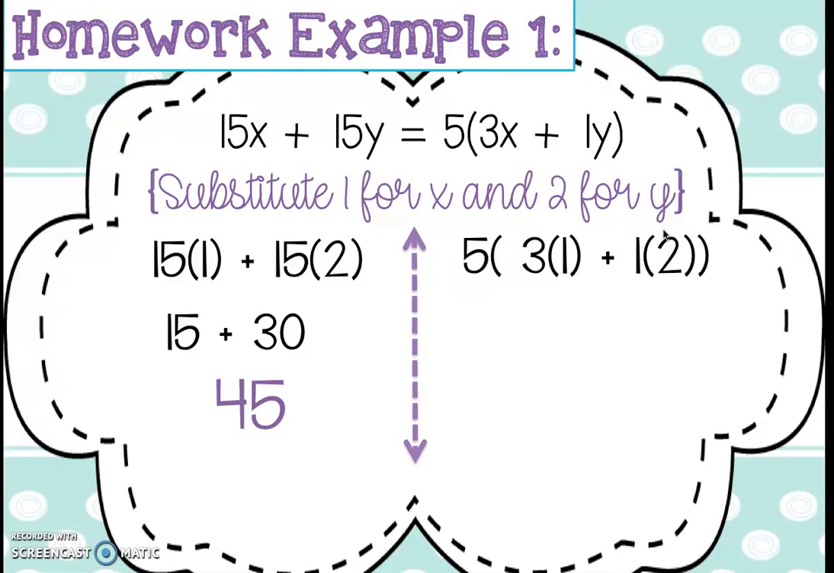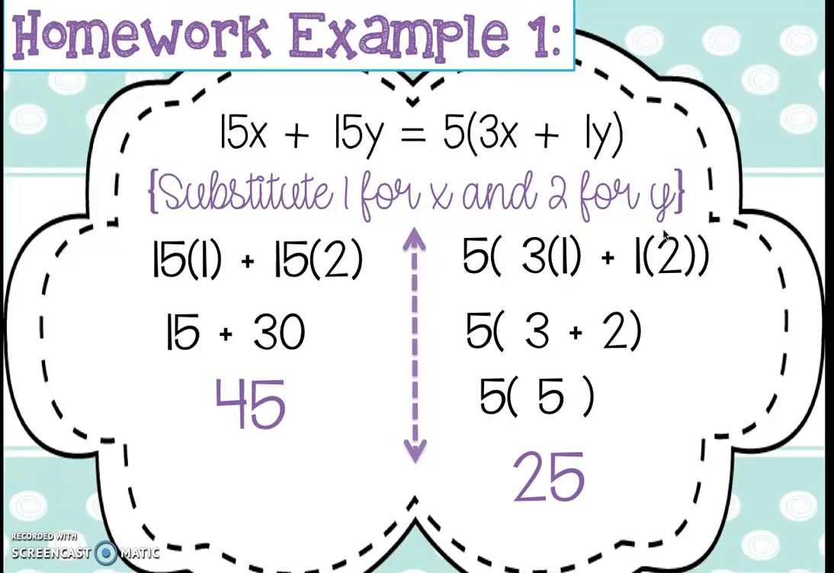3 times 1 is 3. 1 times 2 is 2. So now we're left with 5 parentheses 3 plus 2. We have some addition to do inside our parentheses, and 3 plus 2 is 5. So we're finally left with 5 times 5. The final step is just to multiply those out. A number right next to parentheses means to multiply. 5 times 5 gives us 25.